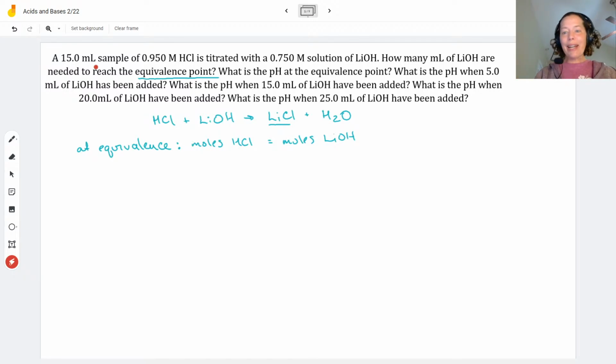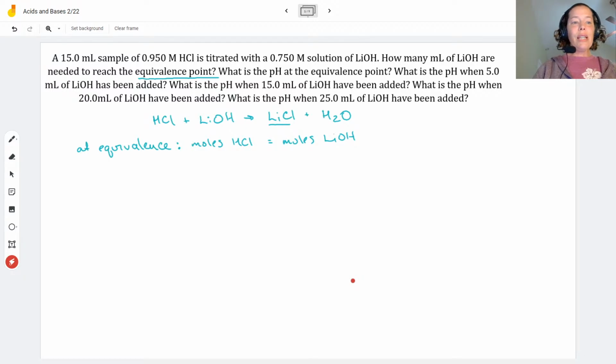Okay, so I actually want to do some of these problems. At the equivalence point, our moles of HCl equal our moles of lithium hydroxide. So we can actually calculate, and this is what they want to know, how many milliliters of lithium hydroxide are needed to reach the equivalence point. Then we'll worry about what's going on with acids and bases and the pH and all that good stuff.